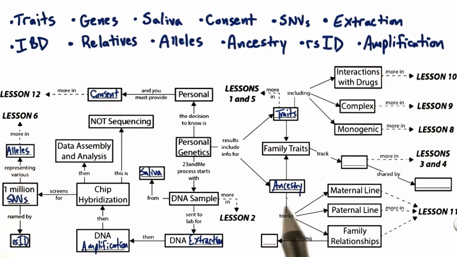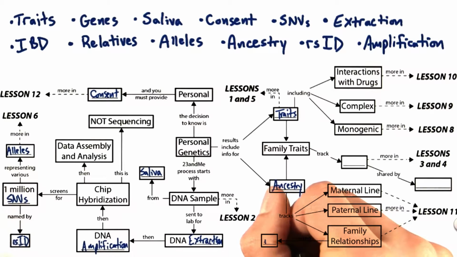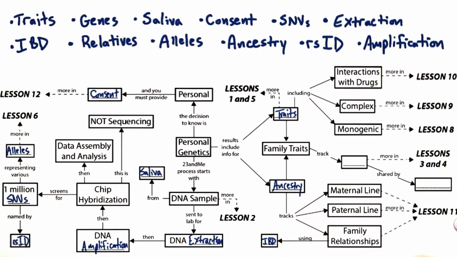Now, the information we learn about our ancestry tracks our maternal line, our paternal line, and even family relationships, which we'll learn a bit more about in Lesson 11. And we actually use a calculation called IBD, or identity by descent, to determine some of these family relationships.